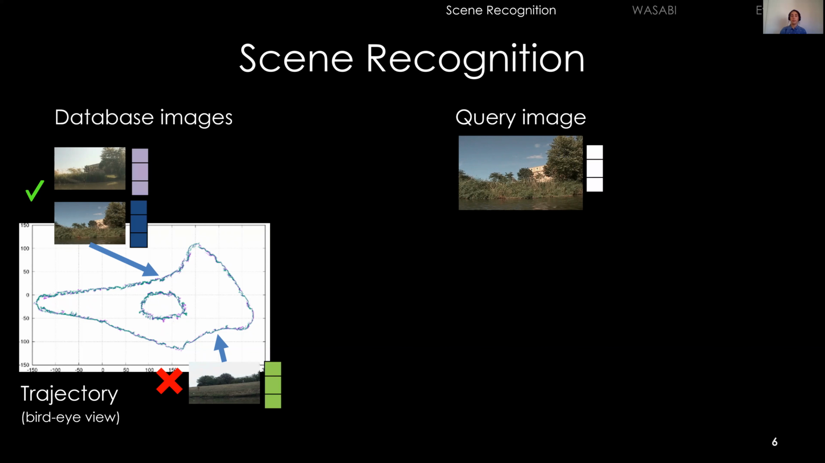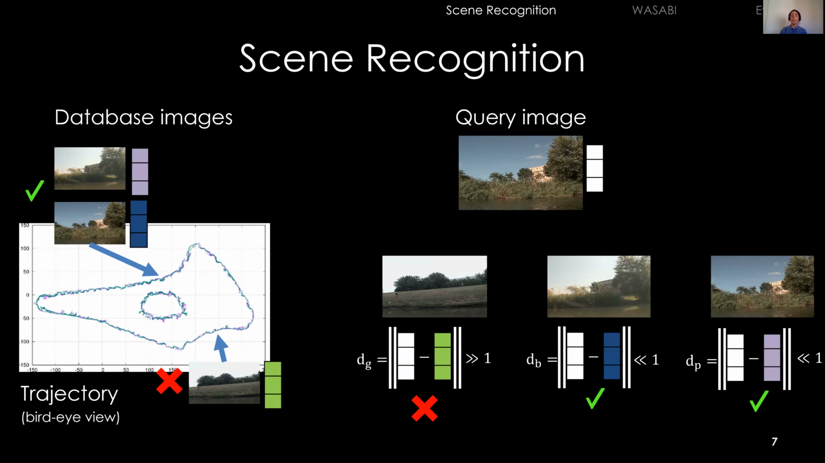The comparison between database and query images is not derived directly on the images, but on their descriptors. A descriptor is a numerical vector representation of the image. It is defined so that images with the same content have similar descriptors. Conversely, images depicting different scenes should have different descriptors. This way, scene recognition amounts to simply measuring the distance between descriptors and retrieving the images with the nearest ones.